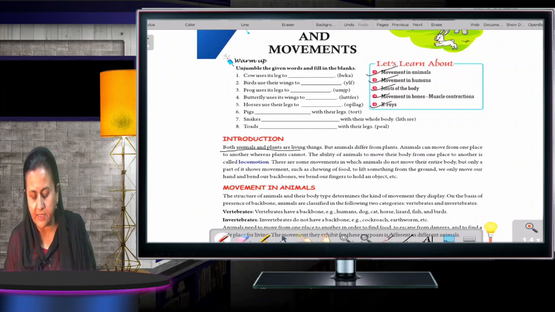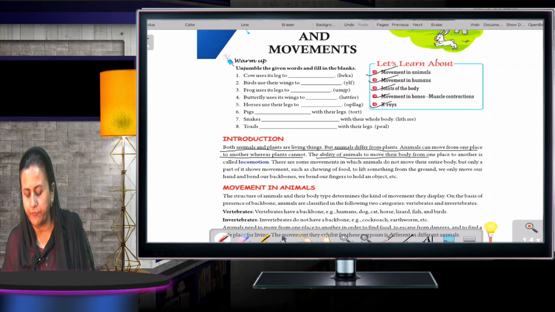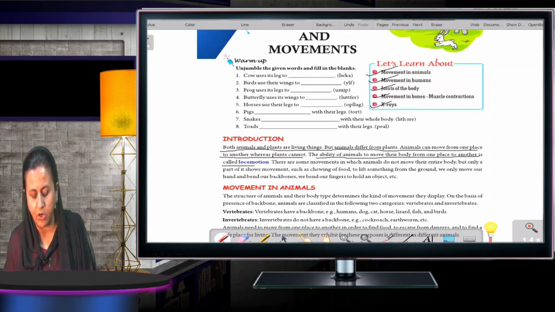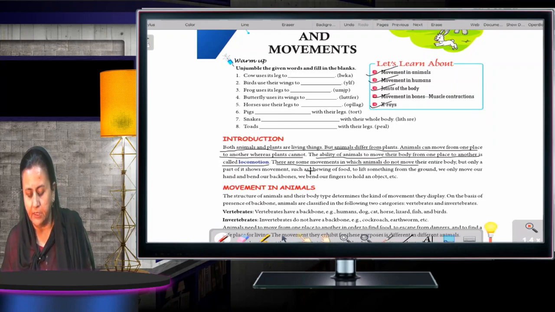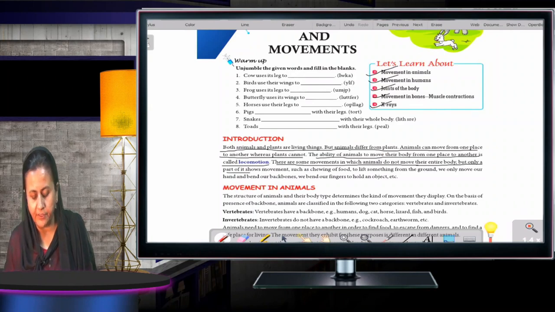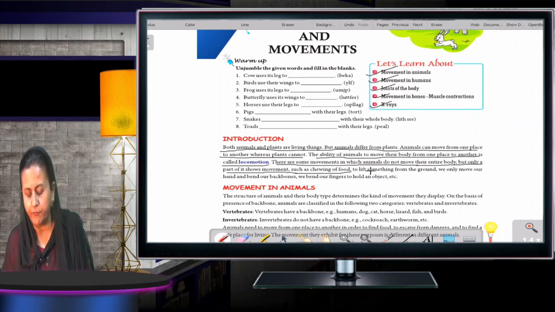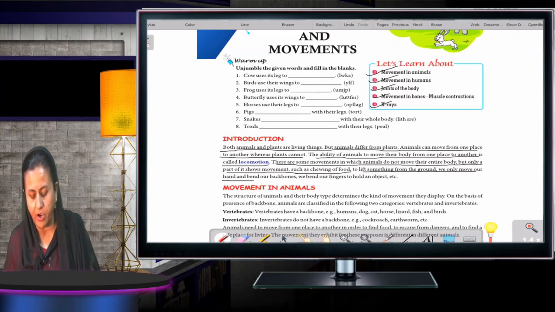Both animals and plants are living things, but animals differ from plants. Animals can move from one place to another, whereas plants cannot. The ability of animals to move their body from one place to another is called locomotion. There are some movements in which animals do not move the entire body, but only a part of it shows movement, such as picking up food. To lift something from the ground, we only use our hand and bend our backbones. We bend our fingers to hold an object, etc.